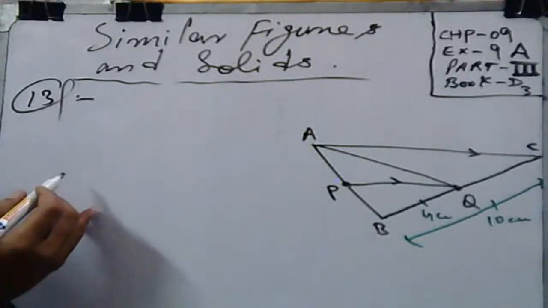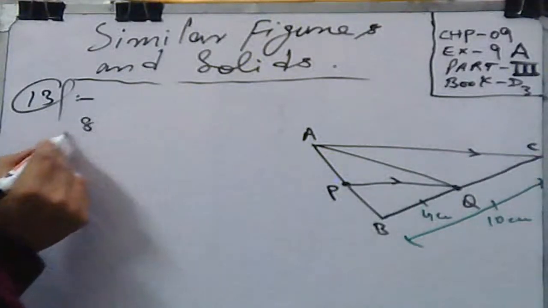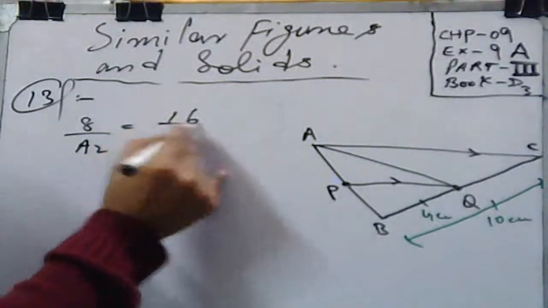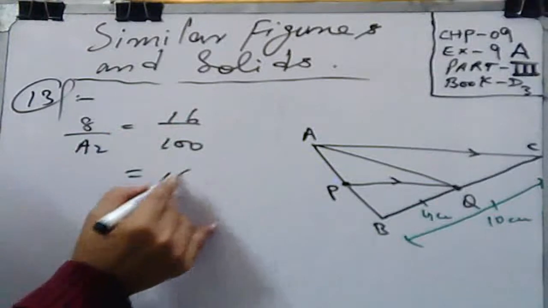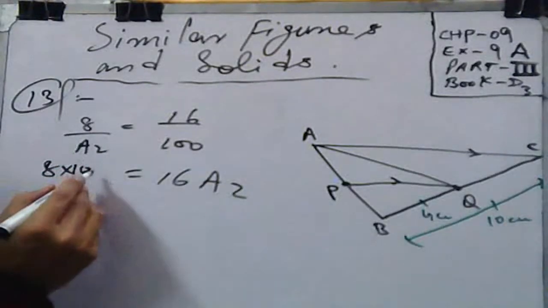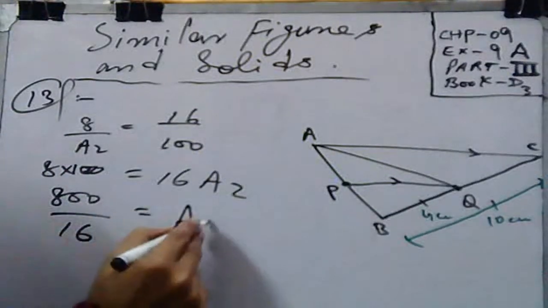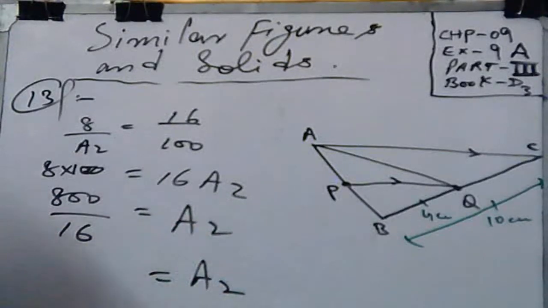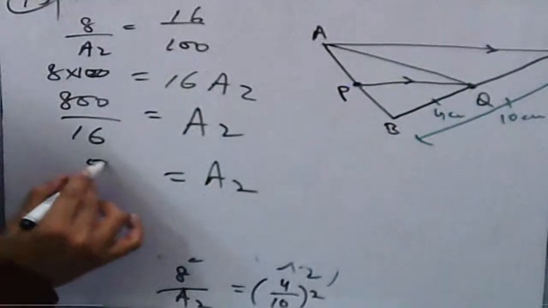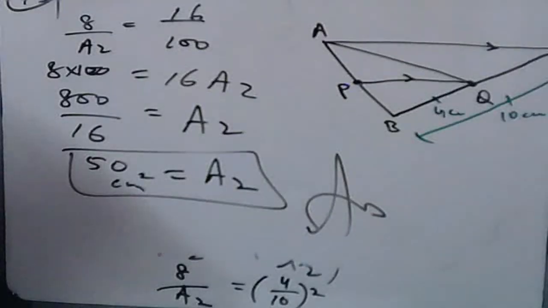After simplification, we have to remove the square first. That is A² equals 4 fours are 16, and that is 100 by cross multiplication: 16A² equals 8 into 100, that is equal to 800 divided by 16. We need the value of A², so with the help of a calculator you get 50 centimeter square, which is your required area. That is your result for the first, A part.